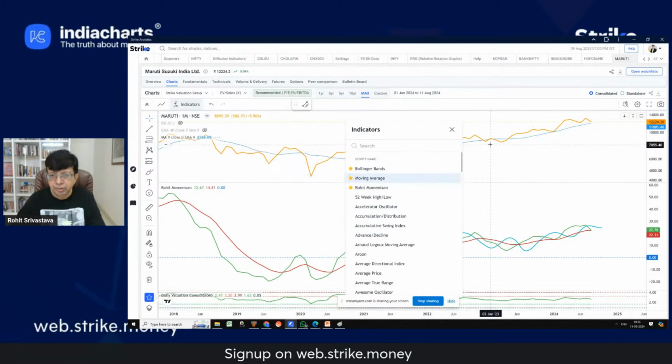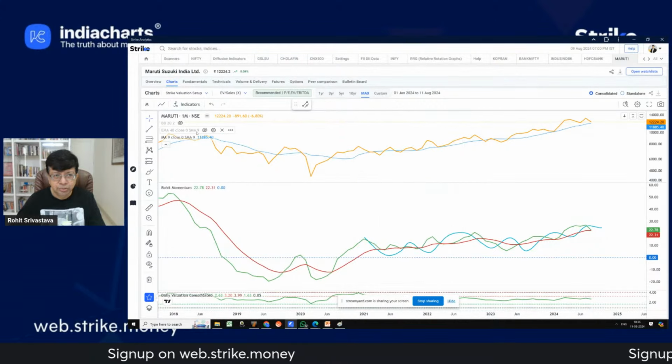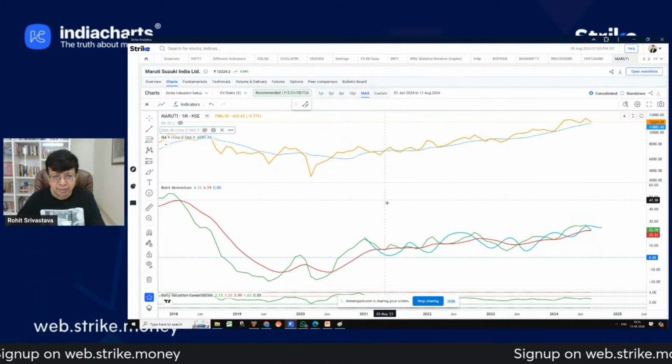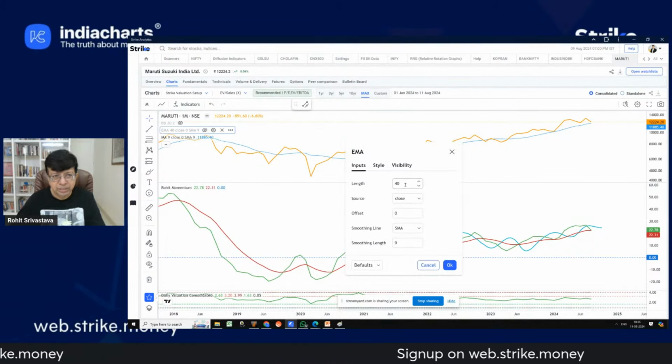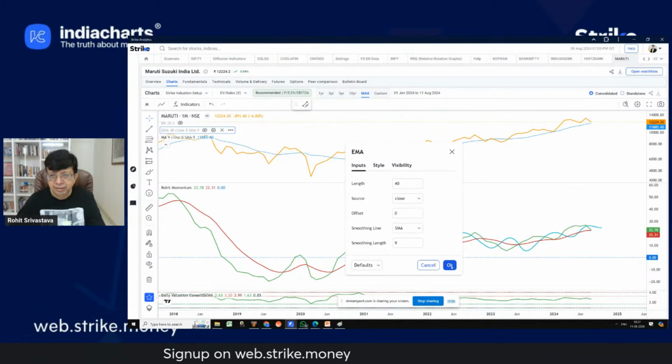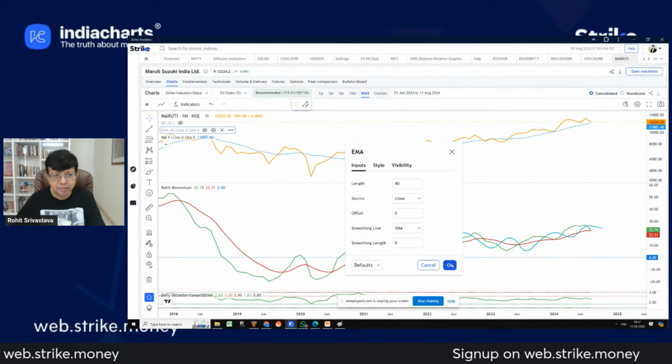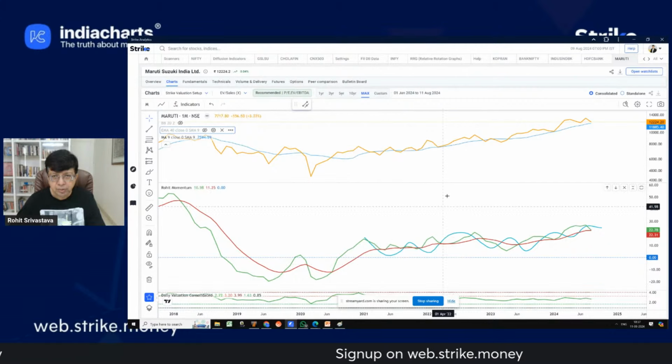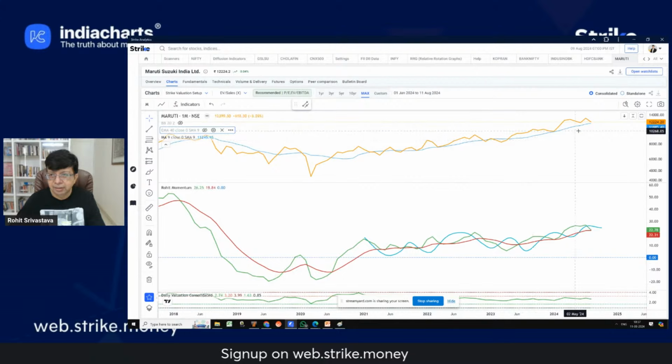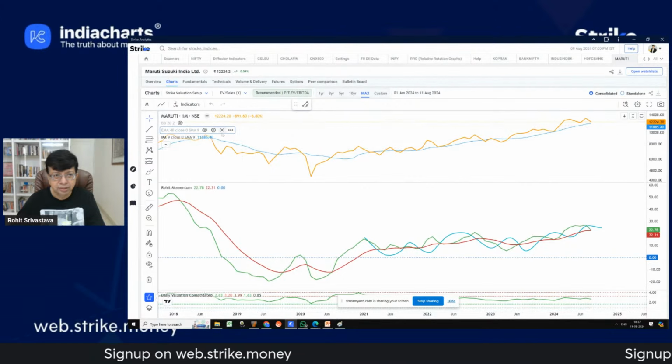And so I can choose moving average. The only thing is it will give you a standard 9 EMA because that is the standard setting. So you have to change it manually. Because I recently used it at 40, it is plotted at 40. But the first time you open it, it may be set at 9. Now it is actually trailing below price action.